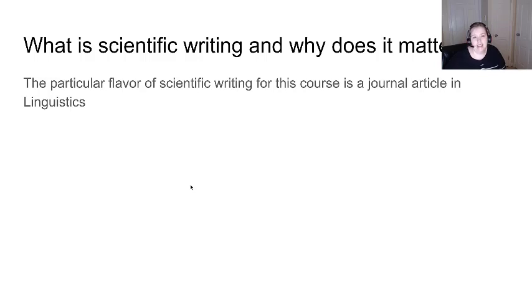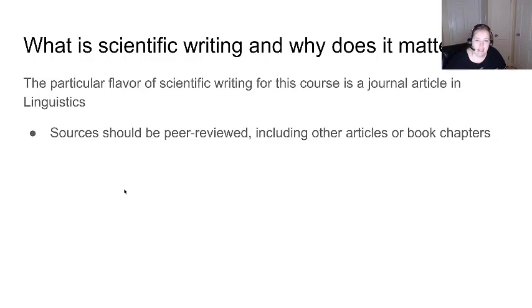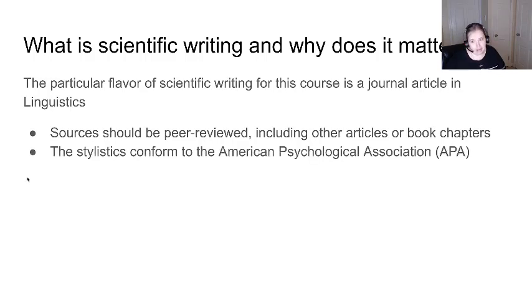Okay, so as I said, the particular flavor of scientific writing for this course is a journal article in linguistics, particularly quantitative methods. The sources that we use have to be peer-reviewed. This includes articles, and in some cases book chapters, and the stylistics, as I said, are APA, the American Psychological Association, because psychology is a cousin genre of linguistics. It's not the same, but it has things in common with us. We also rub elbows with philosophy and sociology and a few other fields, right? So we rub elbows with other fields, and stylistically, we often borrow from psychology, okay?